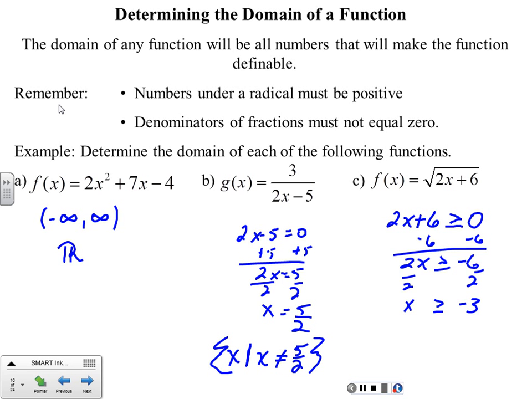If you have a radical, you want your answers to be 0 or greater. So you take what's underneath the radical and make it greater than or equal to 0. So any number greater than or equal to -3 is going to be good.